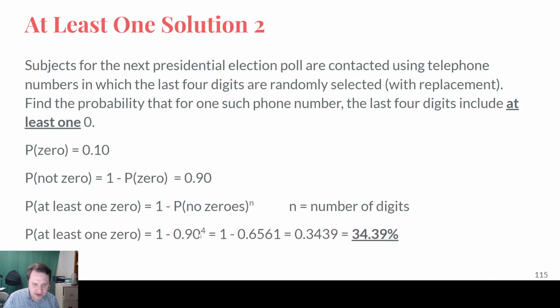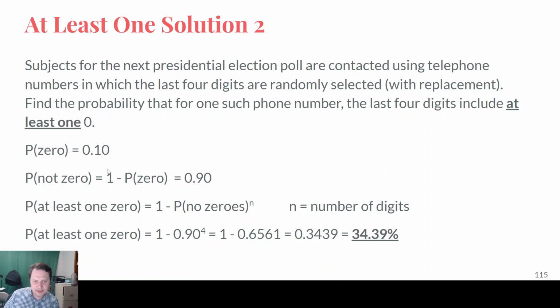1 minus 0.90 to the 4. And so 0.90 to the 4, you do that first, which is 0.6561. And then you do 1 minus 0.6561, which gives you 0.3439, so 34.39%. So when you're calling a random phone number and the last 4 digits are random, there's a 34.39% chance that phone number will have at least 1 zero in the final 4 digits.